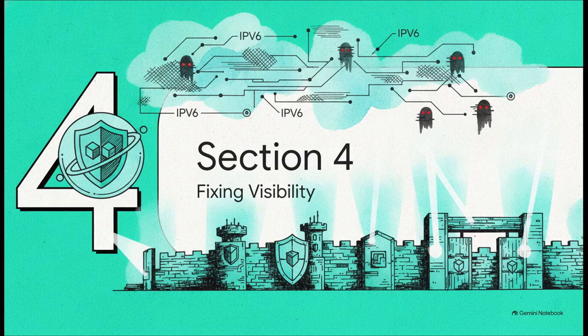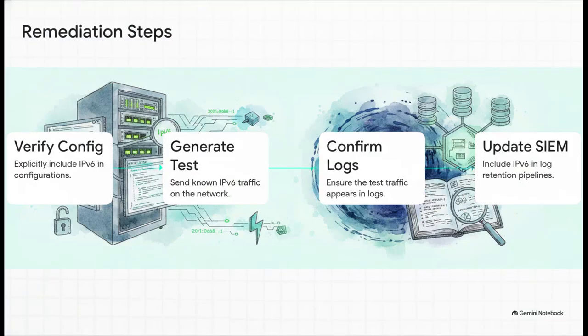Section 4, fixing the visibility gap. Closing this gap has to be an immediate operational duty for your team. Here are the steps. First, verify that your logging configurations explicitly include IPv6. Don't just assume a log-all rule catches it, because it probably doesn't. Second, you have to generate known IPv6 test traffic on your local link.